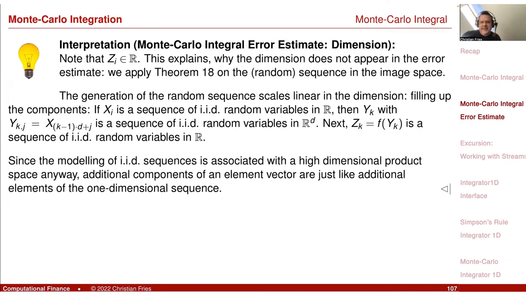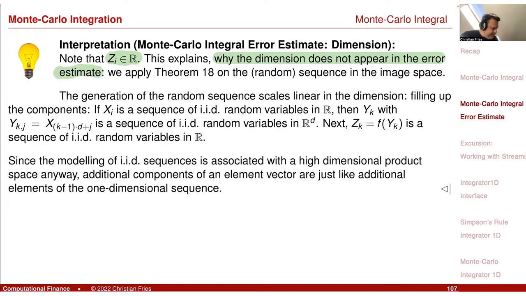So here is a small summary. The Z_i is still a real valued random variable in R, and it doesn't know about the dimension. So this explains why the dimension does not appear in the error estimate. So we still apply our convergence result on this real valued random variable. So how is now the procedure?